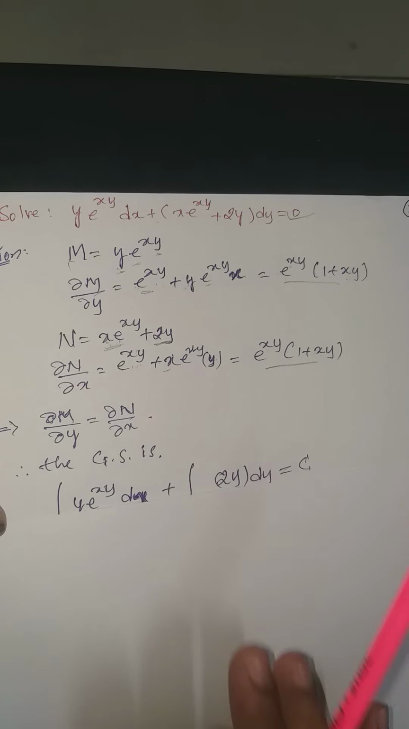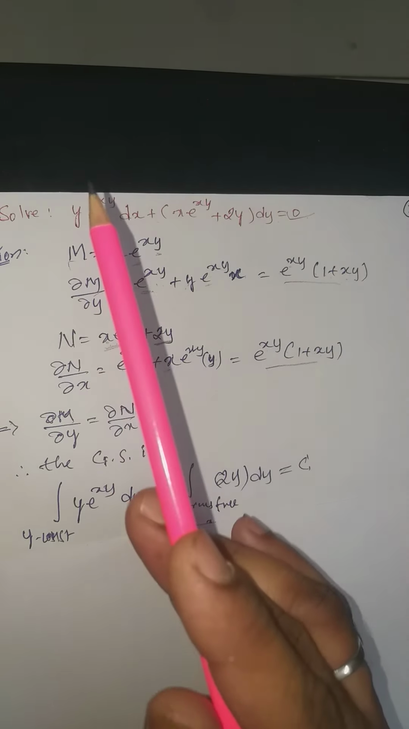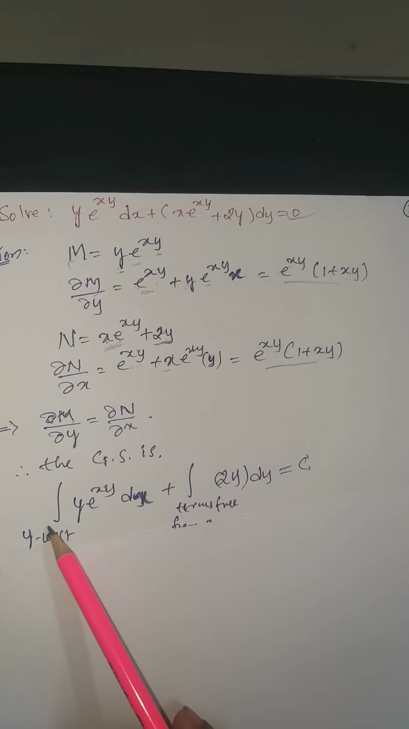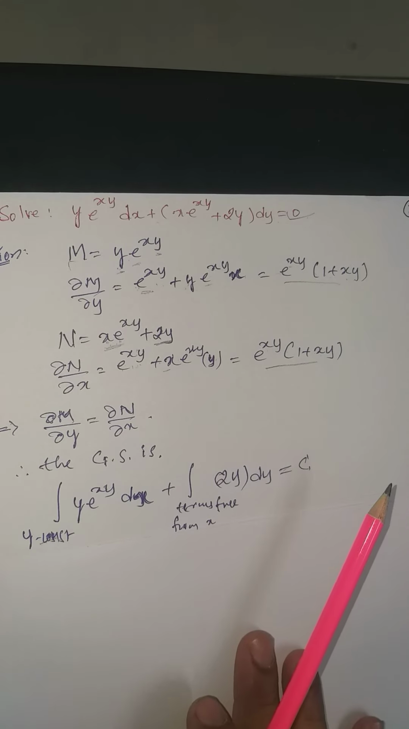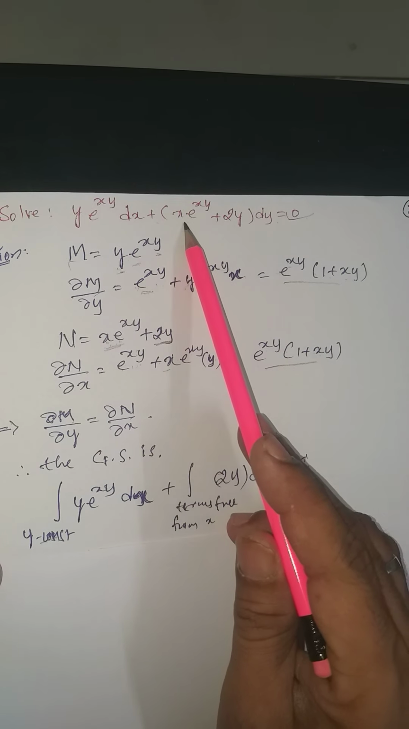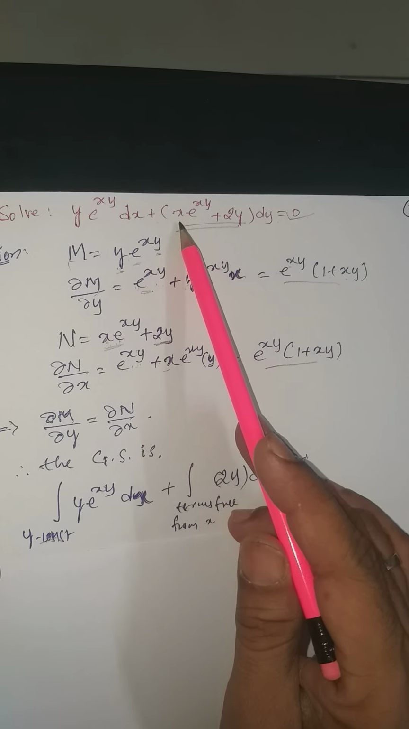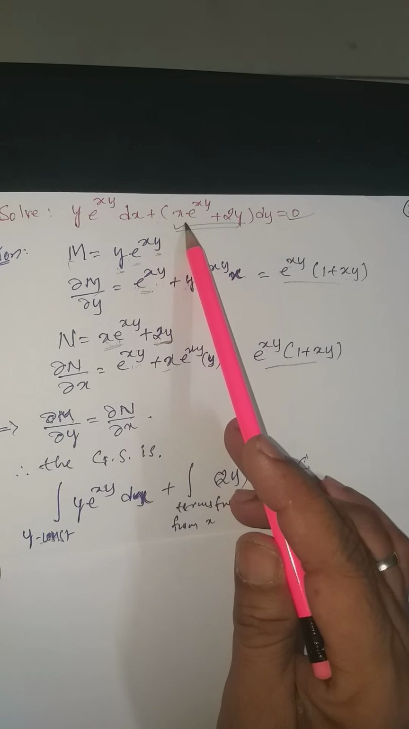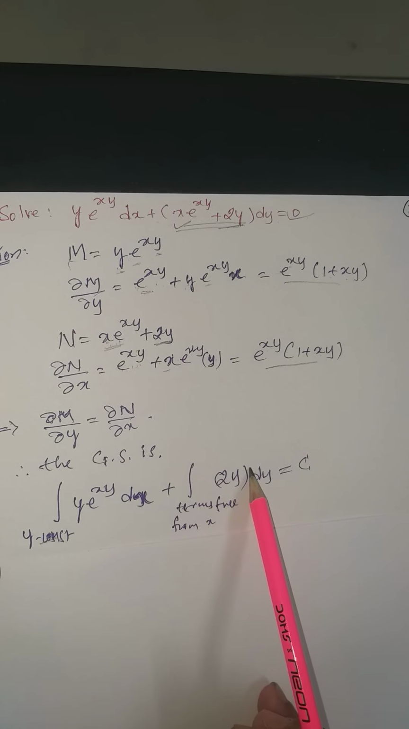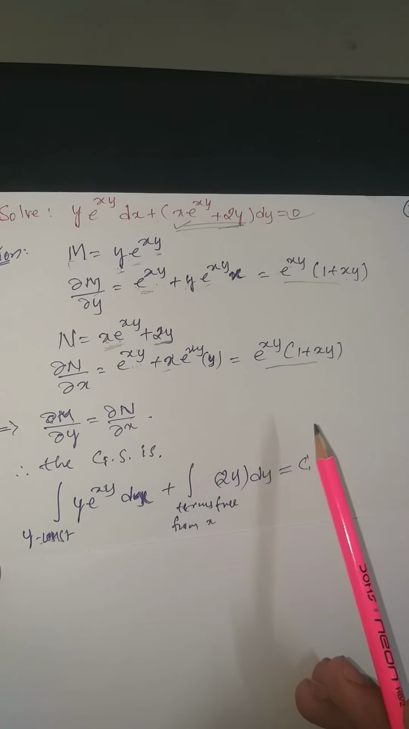Therefore you can write the general solution as the integration of M dx, that is y e^(xy) dx, where y is treated as constant, plus the integration of those terms of N which do not contain x, with respect to y. Care should be taken that you consider only the term without x. The term containing x we are not going to consider. We integrate only 2y dy, equal to the integral of 0, which becomes a constant, c.